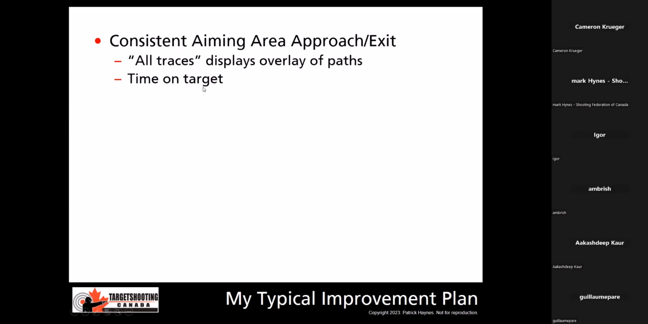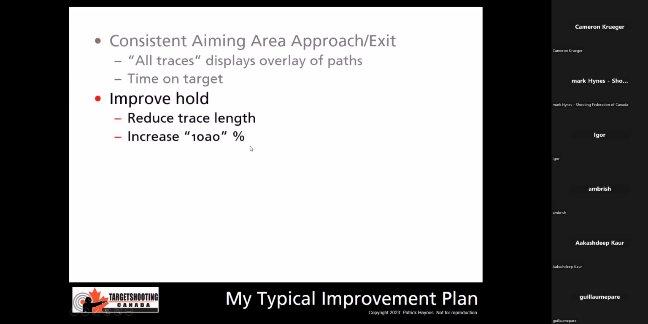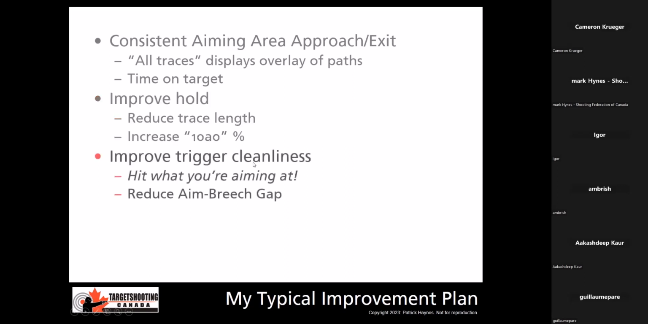Also, when we look at time on target, timing should be very consistent. You want to reduce trace length and increase the 10 AO, your ability to hold an area the size of the 10. Improve that trigger cleanliness, hit what you're aiming at. So reduce that aim breach gap, improve that DA, reduce those DA values on the SCAT.